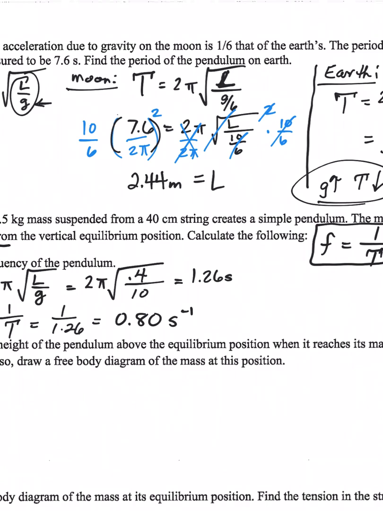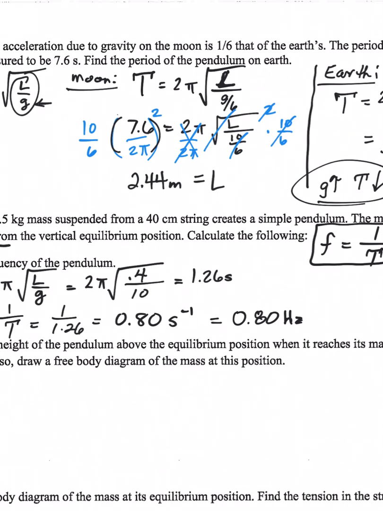So seconds to the negative 1 is equal to what we call Hz, which is hertz, H-E-R-T-Z. Hz is the short of it, okay? So we would say this is 0.80 seconds to the negative 1, or 0.80 hertz. If you listen to sound, it's hertz, okay? Is everybody good so far?